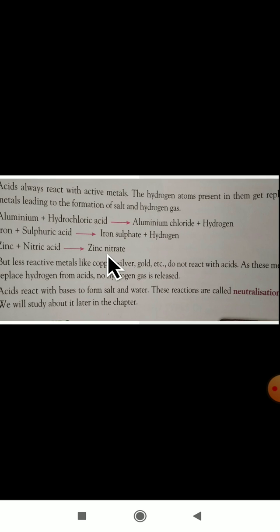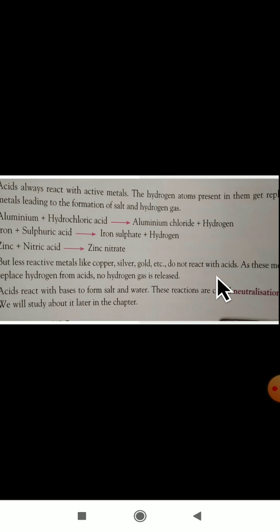But less reactive metals like copper, silver, gold, etc. do not react with the acids. Gold, silver and copper are less reactive in nature. But aluminium, iron, zinc are very active metals. They are very strong. But silver, gold and copper are less reactive, and they will not react with the acids here. As these metals cannot replace hydrogen from the acids, no hydrogen gas is released here.